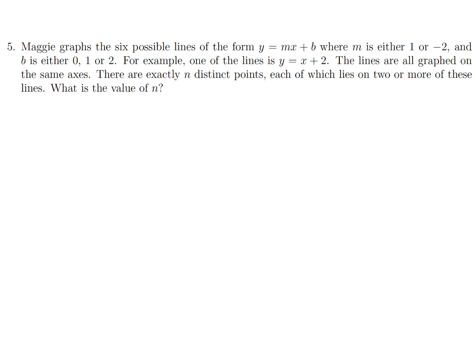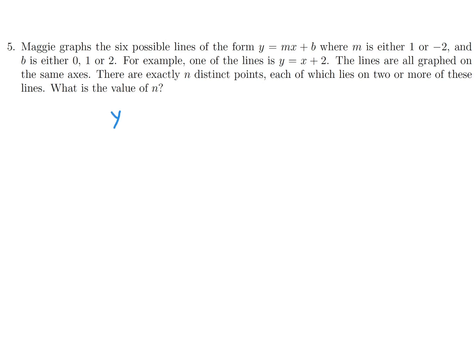Maggie graphs the 6 possible lines of the form y is equal to mx plus b, where m is either 1 or negative 2, and b is either 0, 1, or 2. For example, one of the lines is y is equal to x plus 2. The lines are all graphed on the same axes. There are exactly n distinct points, each of which lies on 2 or more of these lines. What is the value of n?